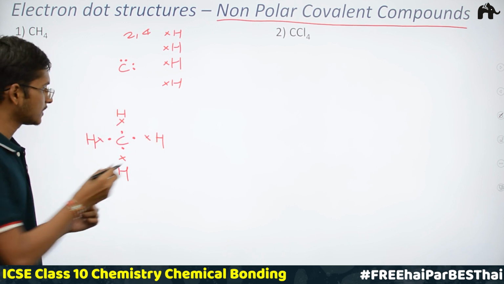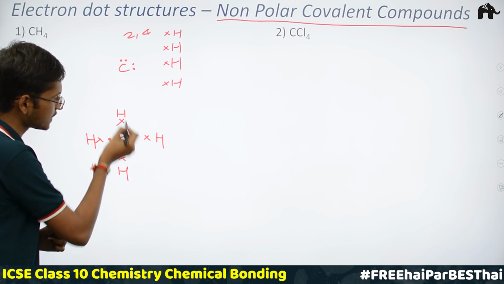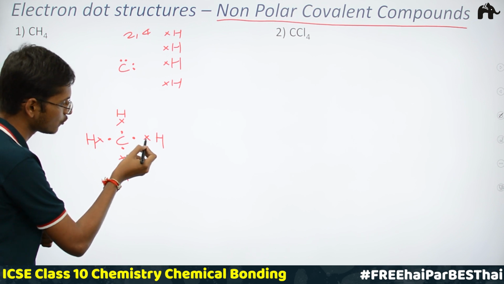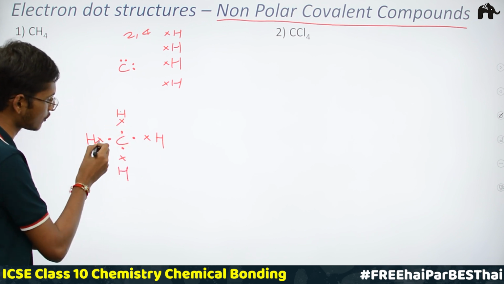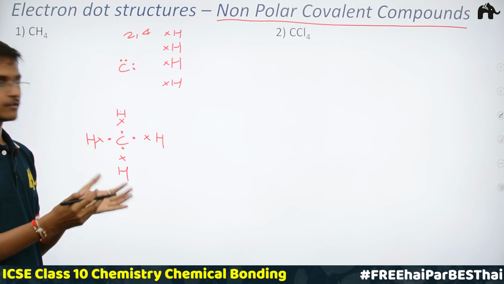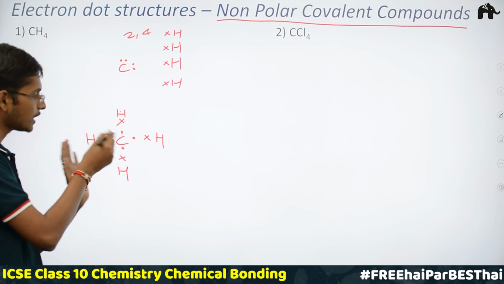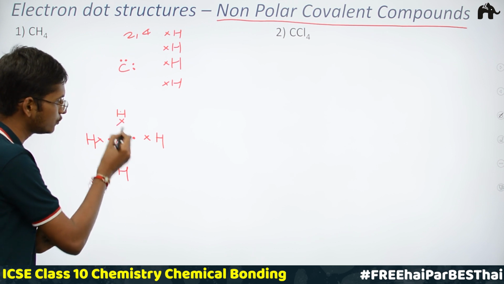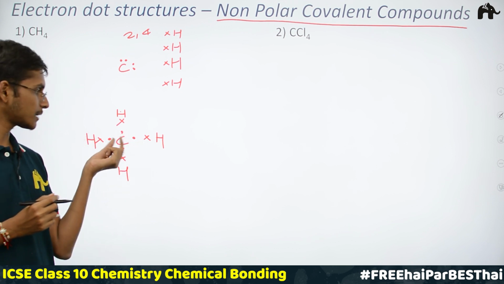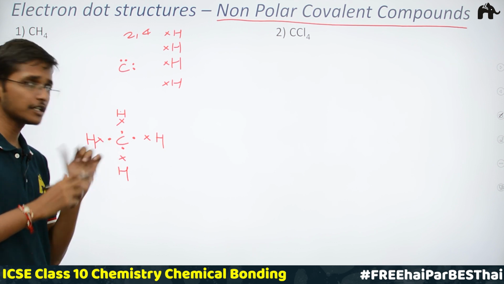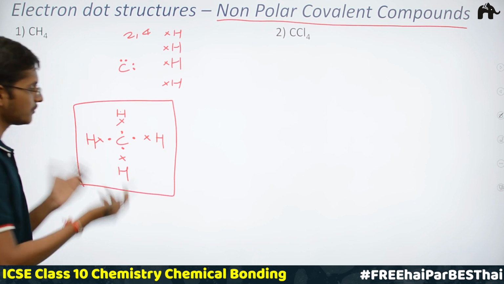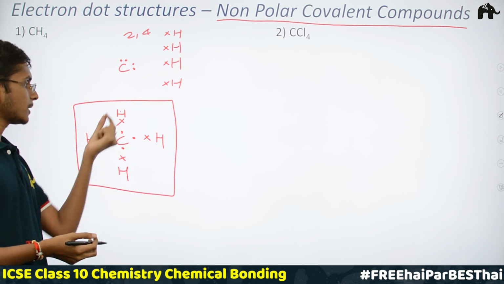Now what has happened? Here, each hydrogen atom, let's check whether they have attained a duplet. Hydrogen 1 2, hydrogen 1 2, hydrogen 1 2, hydrogen 1 2, right? With the cross and dot, they have attained a duplet. Very well, so hydrogens are stable. And now let's look at the carbon: 1 2 3 4 5 6 7 8. Carbon has also attained the octet. So yes, our objective is complete, and this is the electron dot structure of methane.